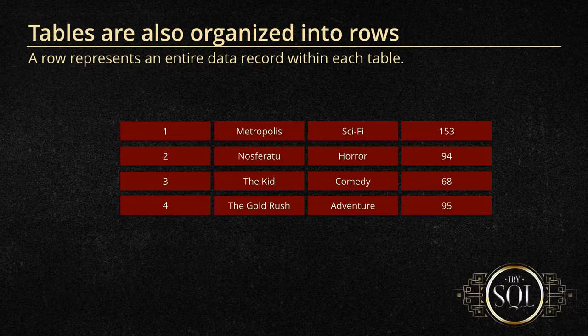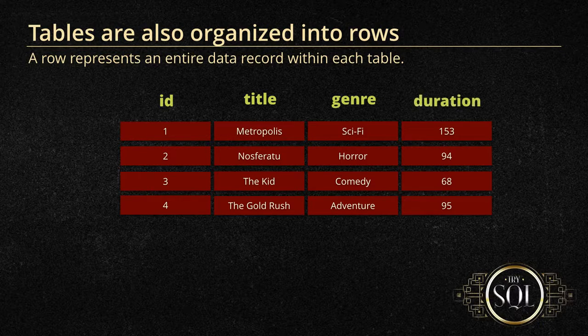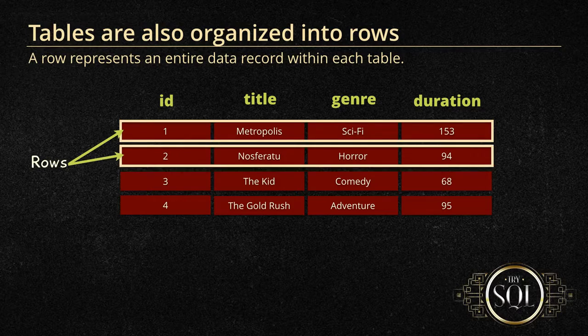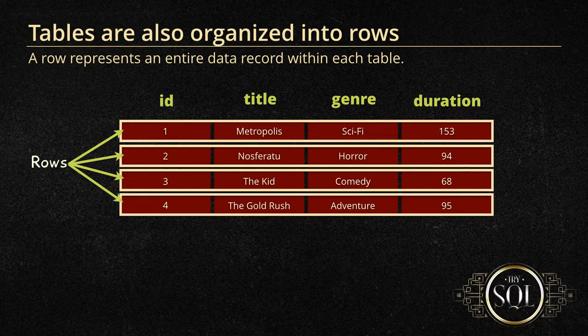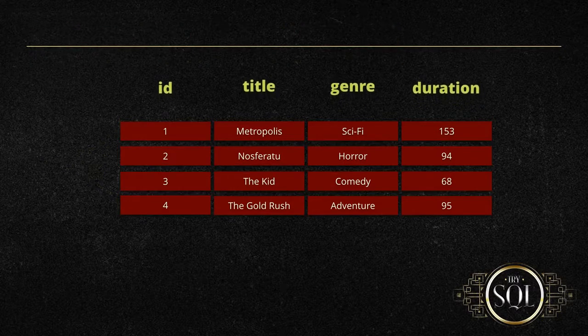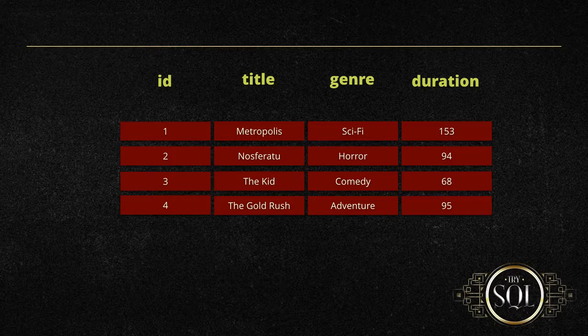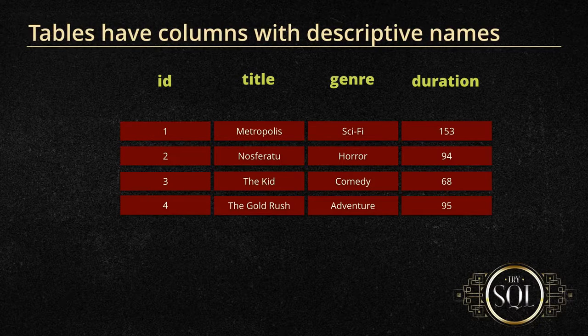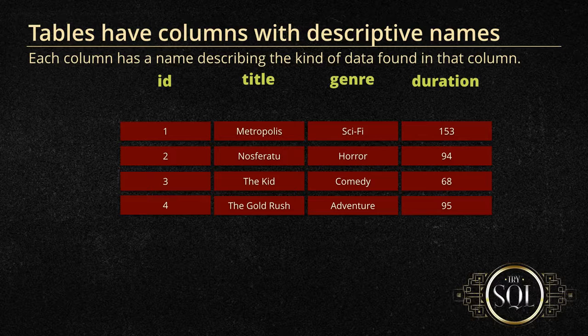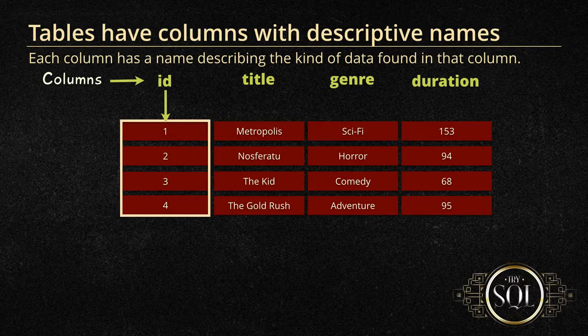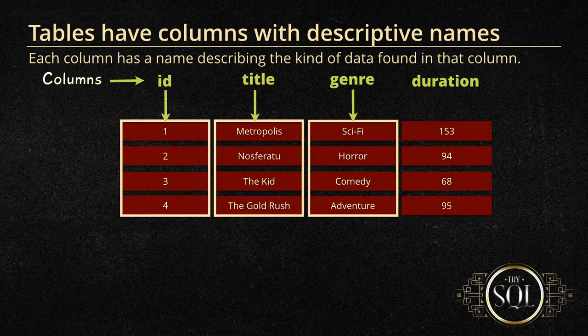For example, we can look at the first row of data as having an ID of 1 with the title of Metropolis and a genre of sci-fi, along with having a duration of 153. Each row is separate from the next. A table is also made up of columns, which hold similar data for each separate value. Each column is given a descriptive name which describes the type of data that can be found in it. The 4 columns we have are ID, title, genre, and duration.